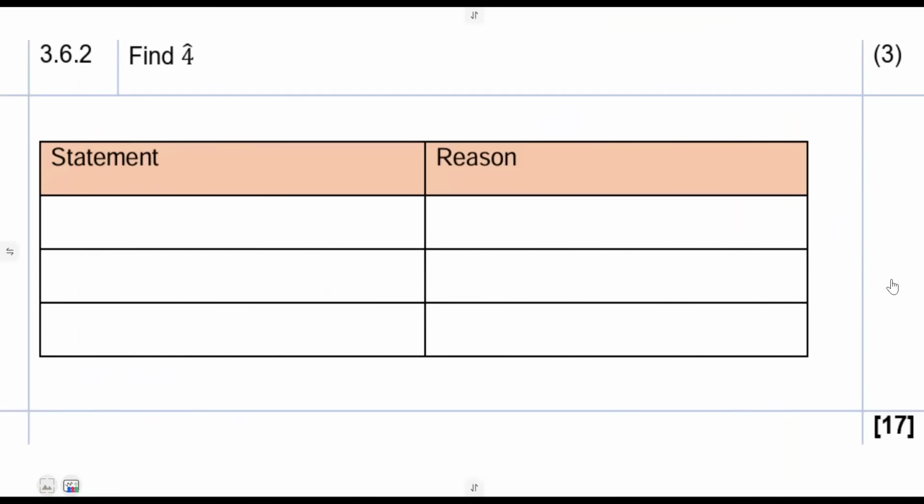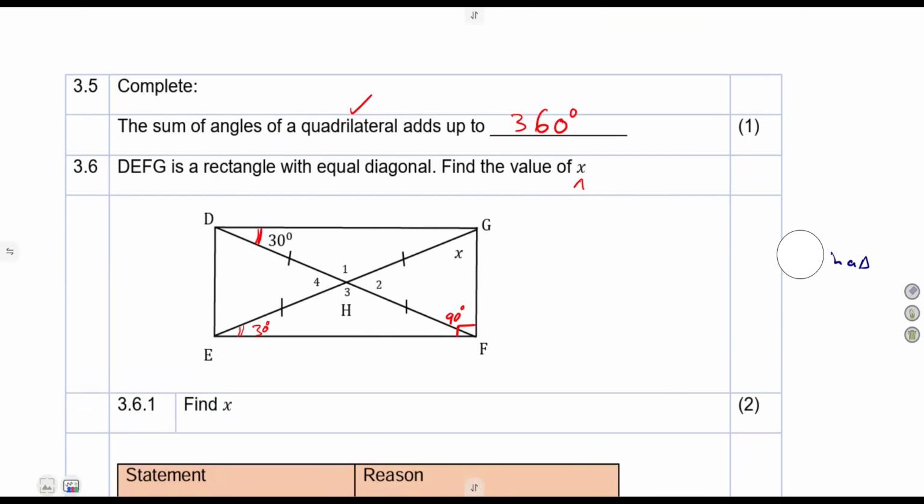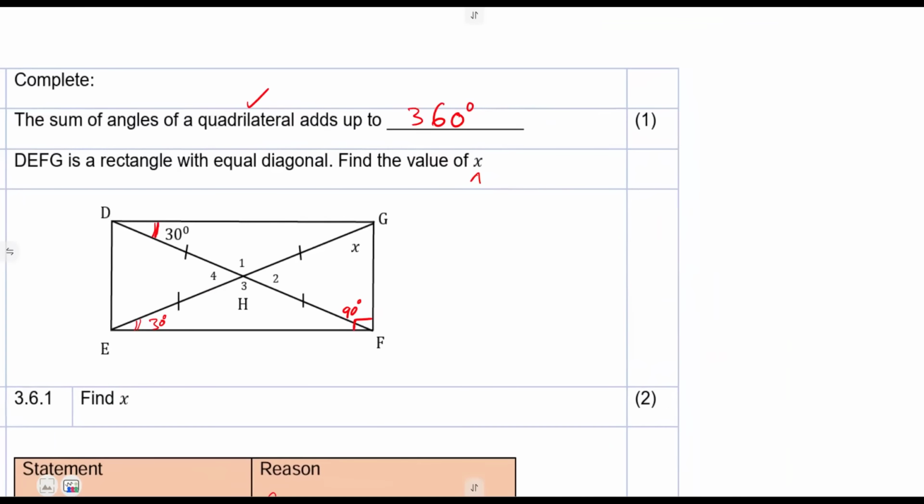3.61, 3.62, angle 4. Find angle 4. This one, angle 4. All right, what can we do? Remember they told us these diagonals are the same. So what we can actually do, there are so many ways. Again, on this one, there are so many ways. So I'm just going to write here so that we do not go back and forth: angle 4, 3.62. We need to find angle 4. All right, angle 4, this one.